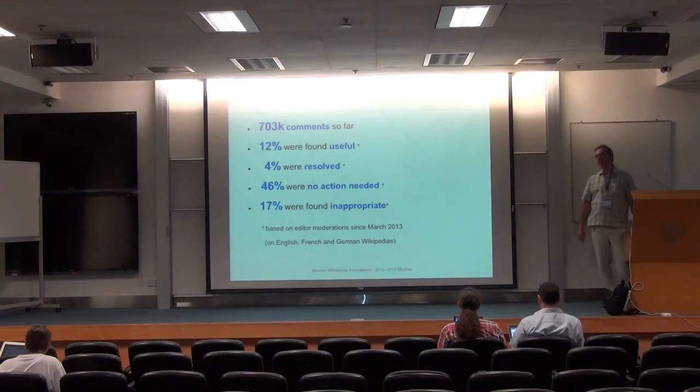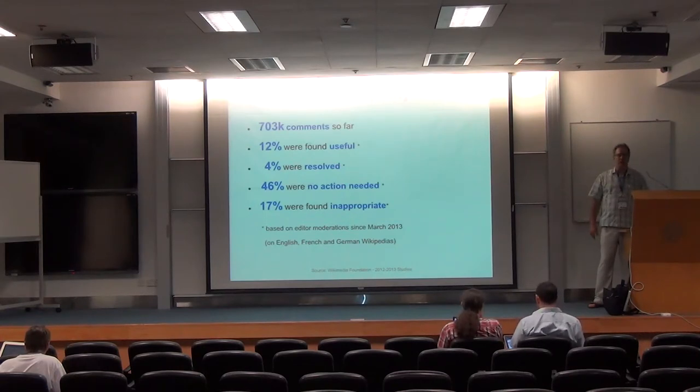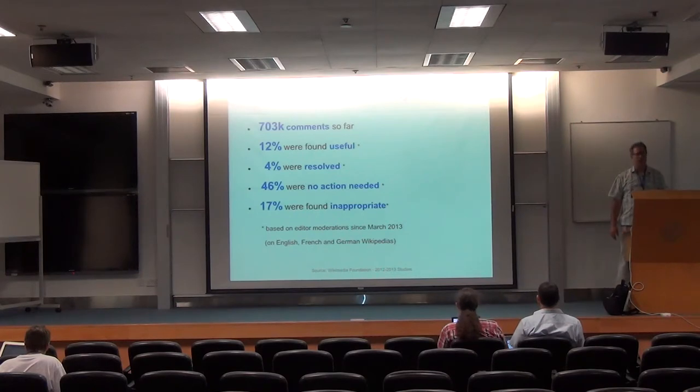46% were no action needed. So this is by far the largest category. And it could be anything from people saying, hey, great job, I love the article, I love Wikipedia, a lot of praise, to just a comment that's not particularly useful. It's not inappropriate, but you can't really do much with it. And then about 17% were found inappropriate because they were either using insults or saying nasty things or being a little bit offensive or complete gibberish. Like just lots of characters.